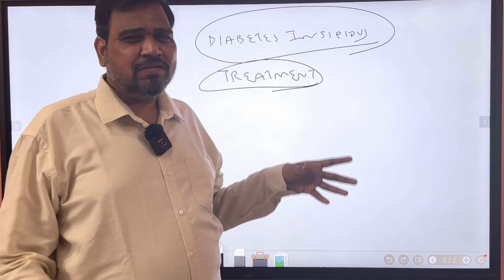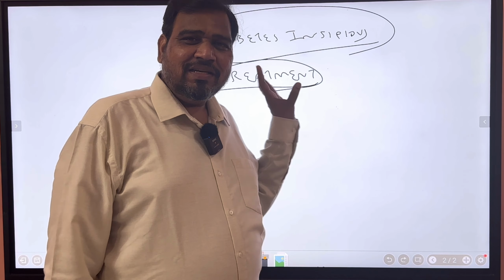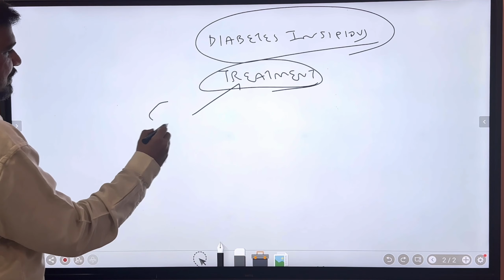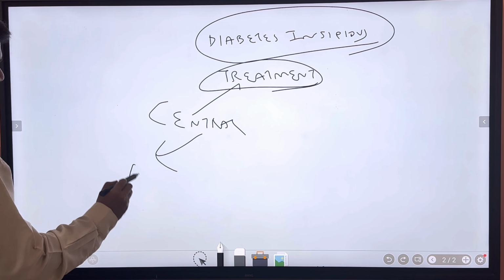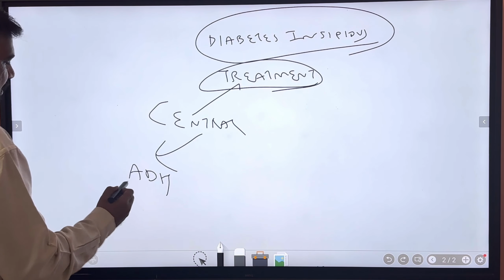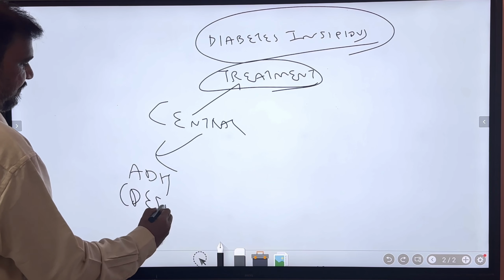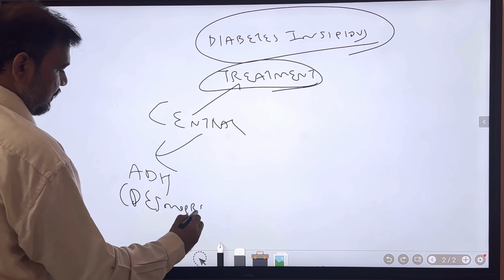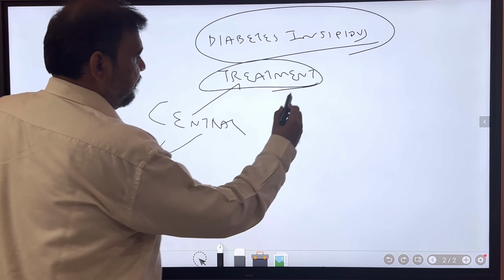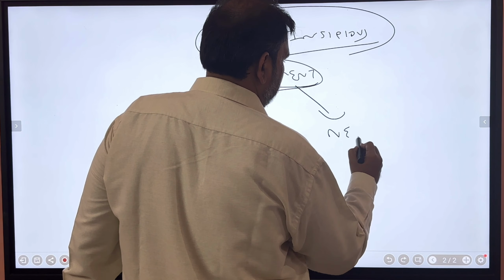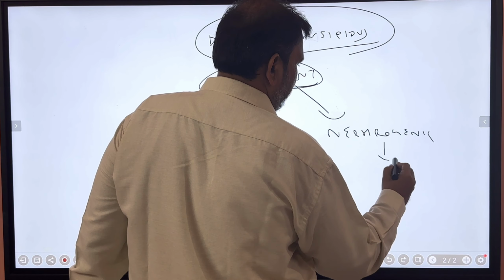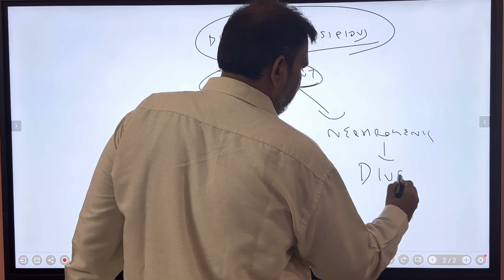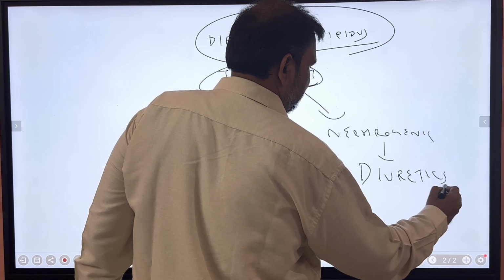So now we are entering the final part: treatment of diabetes insipidus, almost the answer we know. If he is suffering from central diabetes insipidus, treatment is ADH or desmopressin, which is an analog of ADH. If he is suffering from nephrogenic, no use in giving ADH. In the previous slide we saw. So what should I do?